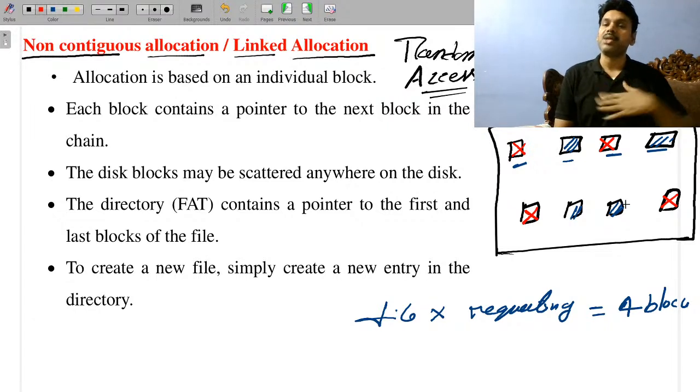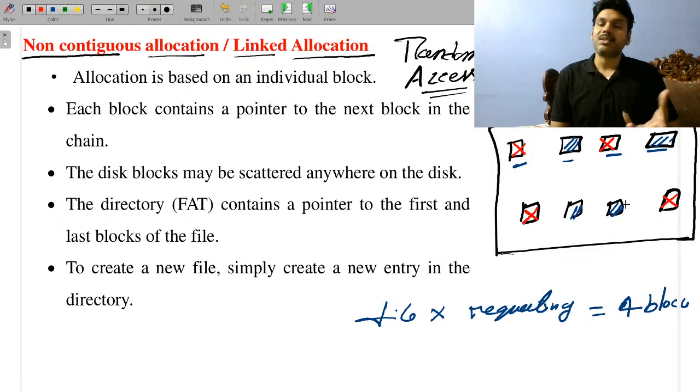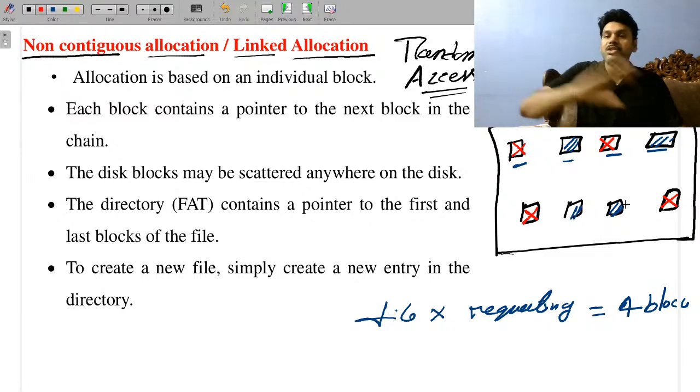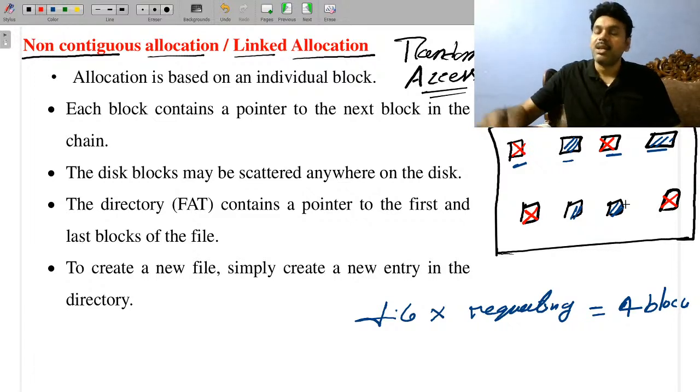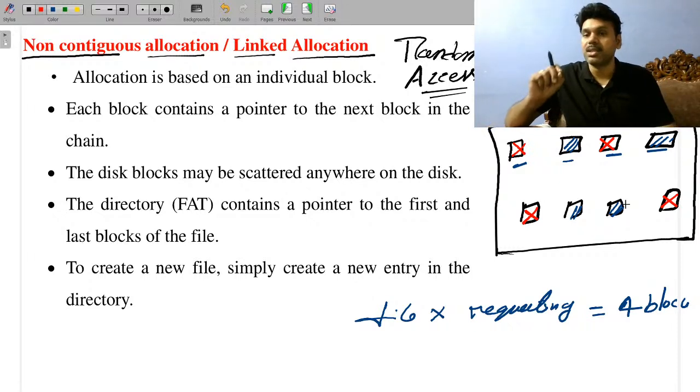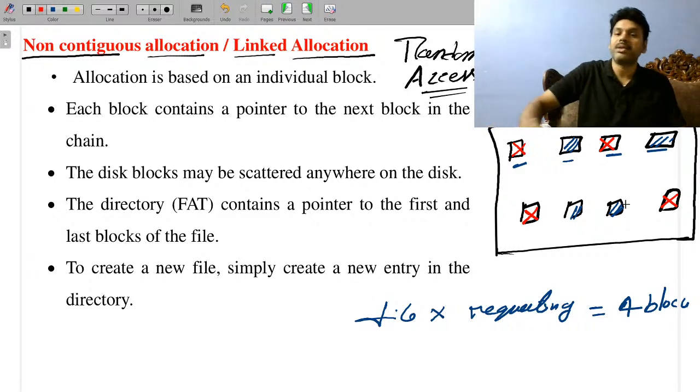Random storing means wherever a block of space is available, immediately the record is going to be spread across it. So the advantage is that there is no concept of fragmentation here. Wherever a free block is available, the record can be stored. But you need to maintain a concept called a pointer. This is very important. What is a pointer?